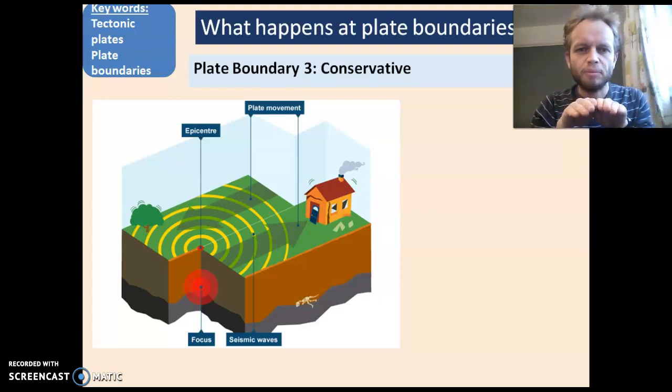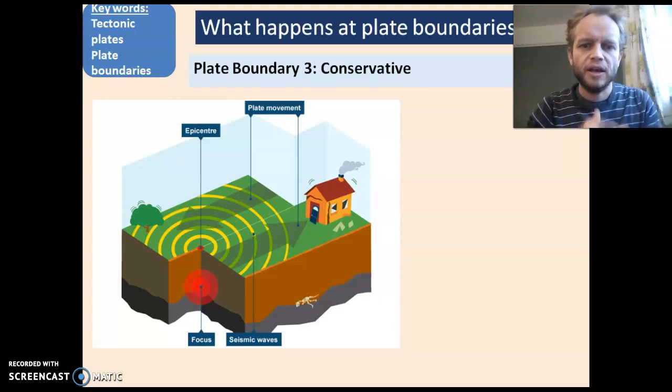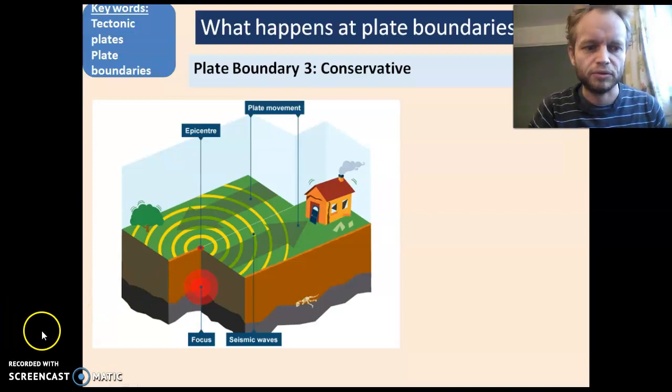So just to recap, our conservative plates are sliding past each other. It's not a smooth movement. They get stuck and pressure builds up, and then when that pressure is released, it causes a violent earthquake. No volcanoes on this one though. Okay, so pause your video, take down some notes, and do a sketch of our conservative plate boundary.